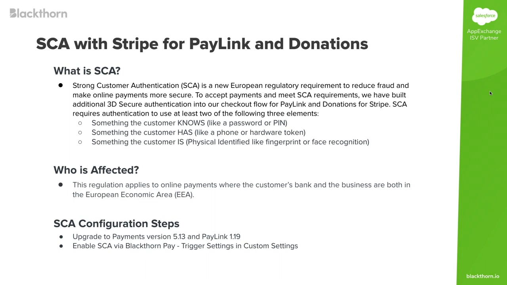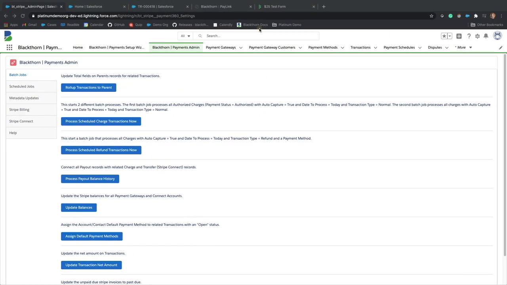So I want to quickly show you how to configure your Salesforce org to accept SCA payments if you are affected by this regulation, and then I'll run through a quick example of what the customer experience would look like for your end user, or what the changes will look like in the donations app and PayLink. So let me switch over to Salesforce.